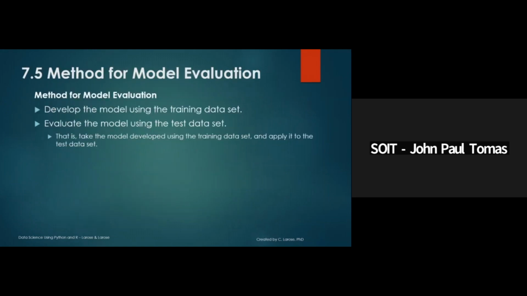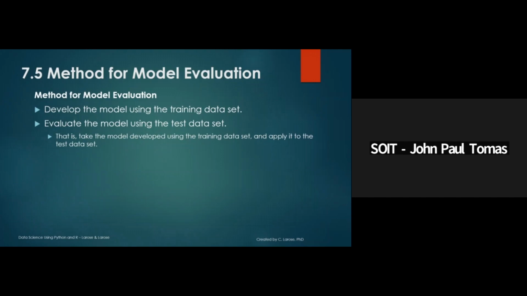Now, there are several methods that you can actually use for model evaluation. Number one is to develop a model using a training data set and then evaluate the model using your test data set. That's why I have given you a discussion board. Why do we need to split the data set that we have?